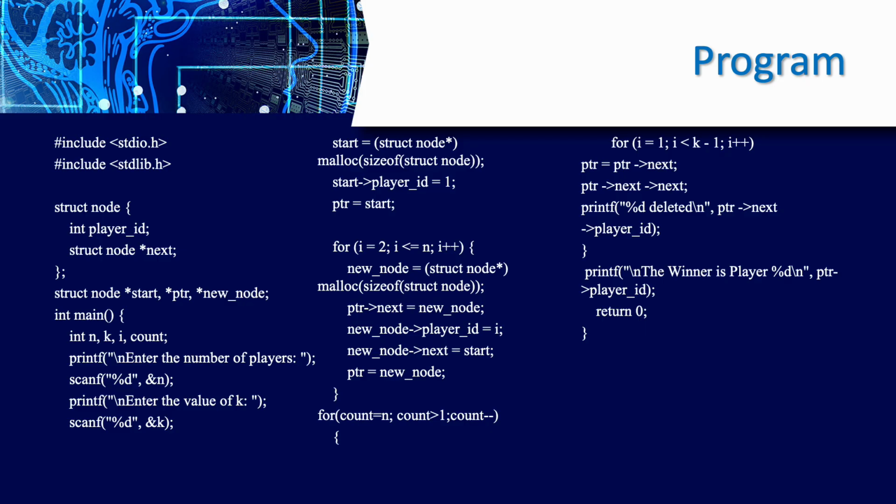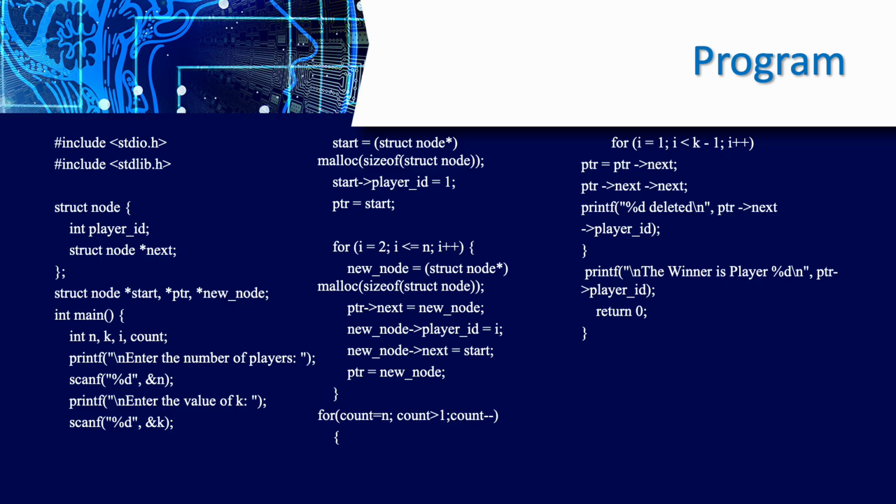So the player ID should start from 1 to n, as you all know, and we need a pointer to link the next player. That's why we assign struct node asterisk next. Next we need to declare a global pointer. So that's why we declare some global pointers here.